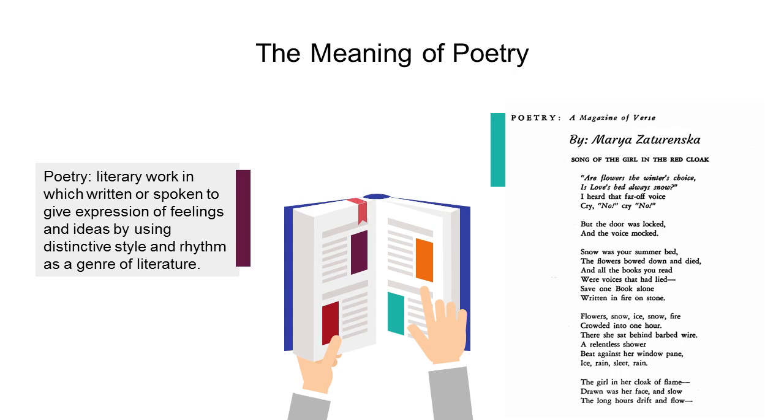The first material is about the meaning of poetry. Poetry is a literary work, written or spoken, that gives expression to feelings and ideas by using distinctive style and rhythm as a genre of literature. And this is one example of poetry.